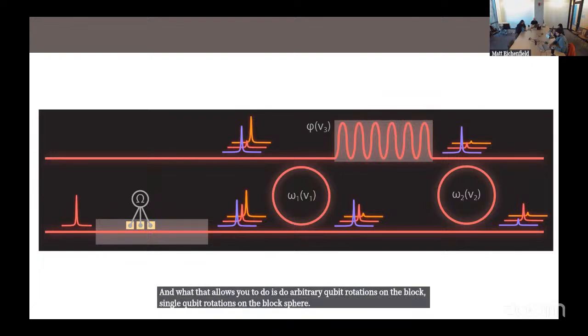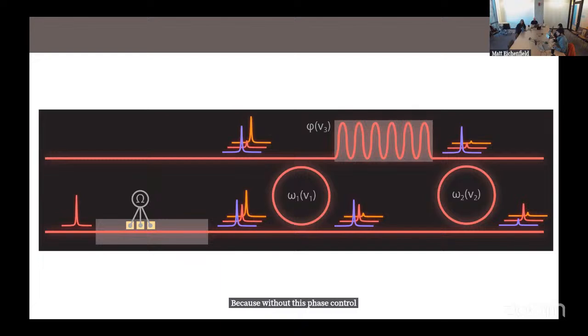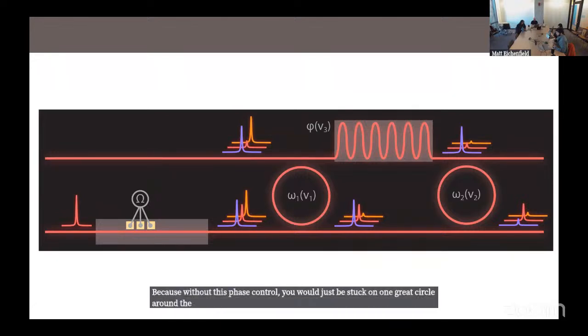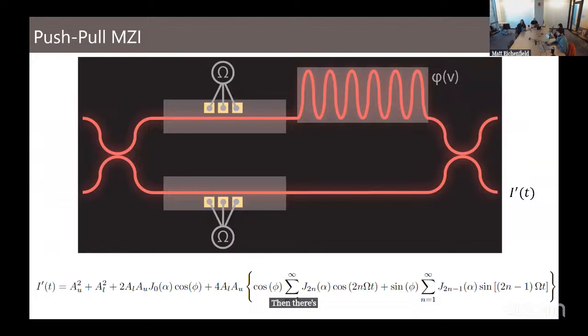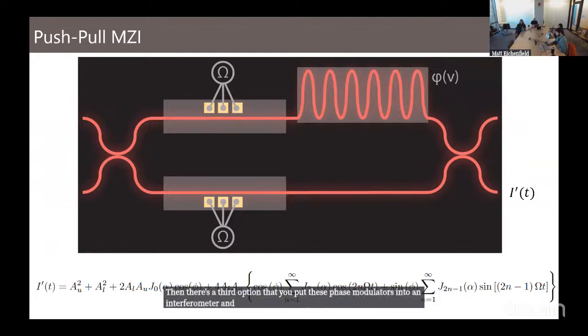Because without this phase control, you would just be stuck on one great circle around the Bloch sphere, and this allows you to move along any great circle. Then there's a third option, where you put these phase modulators into an interferometer. I won't go into the details, but that also allows you to convert the phase modulation to intensity modulation. And yeah, that's it.